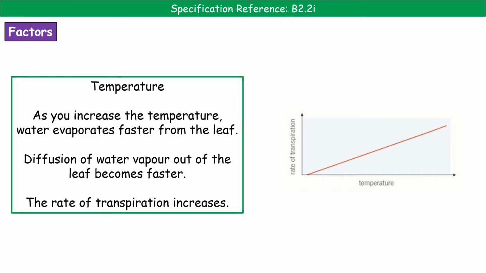The reason is that when we've got a higher temperature, evaporation is happening at a faster rate. Because that water vapour is then able to diffuse out of the leaf faster, transpiration is going to be faster, because transpiration is the loss of water vapour from the aerial parts of the plant.